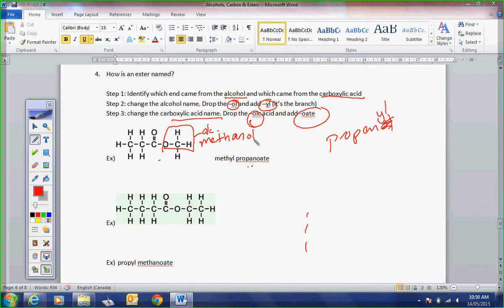Oh, interesting. Hold on. No, we dropped the ANOL. So you did say propyl and then, yeah, but then I confused myself in the middle of my sentence. Nope. We dropped the ANOL. So we changed methanol to methyl. And what was this carboxylic acid called? Propanoic acid. And so then it becomes propanoate.